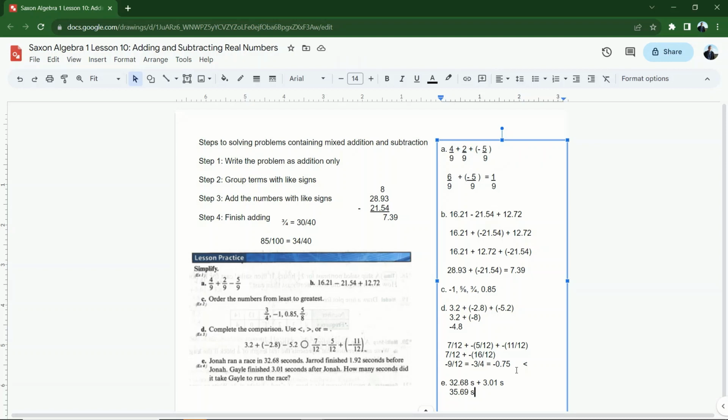Now, it would be interesting if, instead of Jonah, it asked about Jared, which I wonder if they were trying to do. If Gail took 3.01 seconds after Jared, what you'd have to do is 32.68 minus 1.92 to get Jared's time, and then plus 3.01 to get Gail's time. But that's not how this one's written, so I'm just going to do it as written, and that is how you do it. All right, that's the lesson.